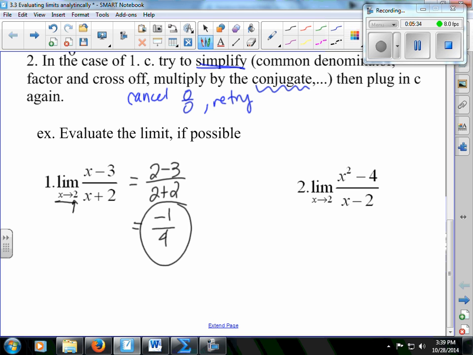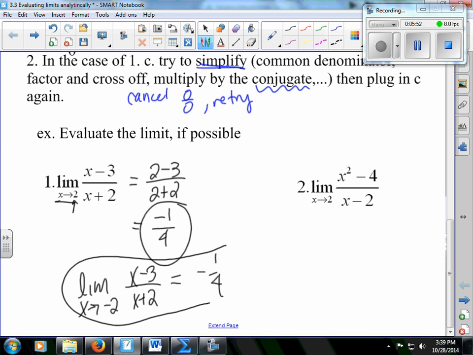I do not want you to write crazy things when you get an answer. You can simply write the number and circle it like I've done, or you can write the limit as x approaches negative 2. You have to have a function here, and then is negative 1/4. I don't want you to write LIM without a function. So either one of these circled quantities is appropriate for displaying your answer.